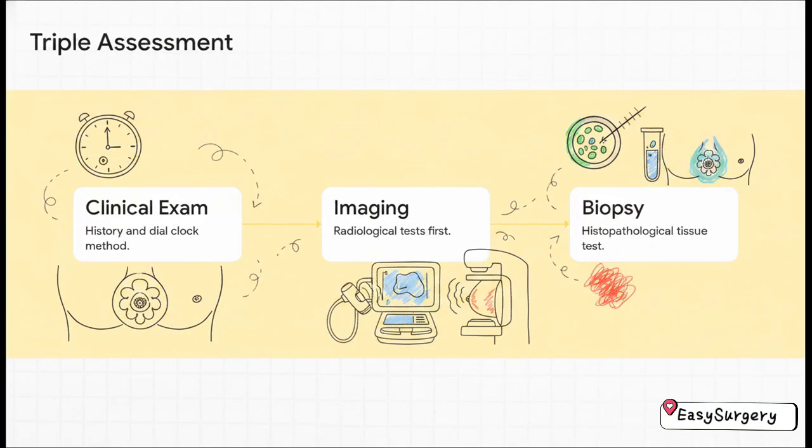Now, the absolute key here is the strict chronological order of these steps. You might be wondering, hey, why not just jump straight to the biopsy and get the answer? Well, inserting the needle first causes microscopic bleeding and hemorrhage around the lump. If you try to do the imaging after that, the bleeding can make a totally benign, harmless lump look highly aggressive and suspicious on the scan. So imaging must always happen before a biopsy.